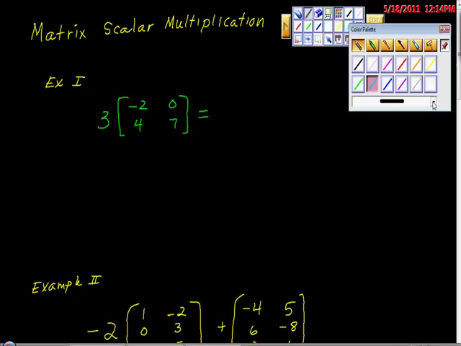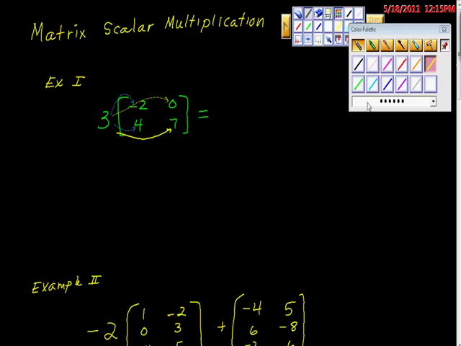So this is what we're going to do here. It is simply distribution. We're going to do 3 times that number, then 3 times that number, and then, if you don't mind, 3 times this number. So all the entries are going to be multiplied, right? And let's take a look at what that would look like.